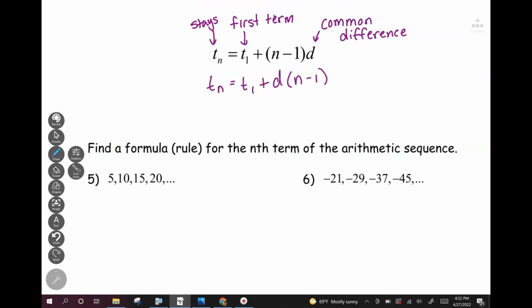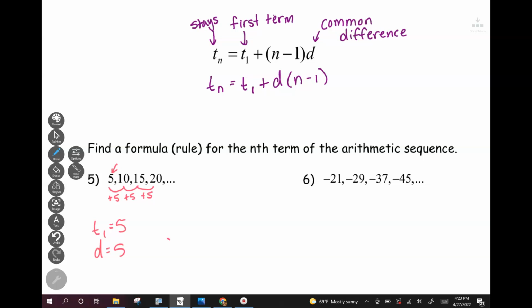All right, let's look at some examples. We're going to write the formula for the sequence. So the first thing you want to do is get maybe the common difference. Going from 5 to 10, 10 to 15, 15 to 20, what am I adding each time? 5. So my common difference is 5. What's my first term? 5. So t1 equals 5. My common difference is 5.